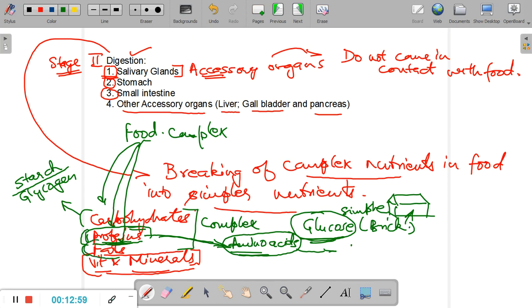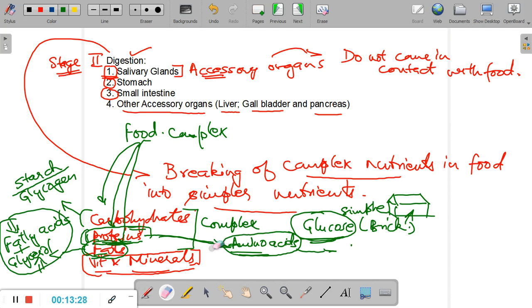Likewise, fats, complex fats, or any particular fat, is made up of two things. A fat is made up of fatty acids and glycerol. So once we break down fats, we get fatty acids and glycerol, and we can use both of them to make fats of our own choice, right?